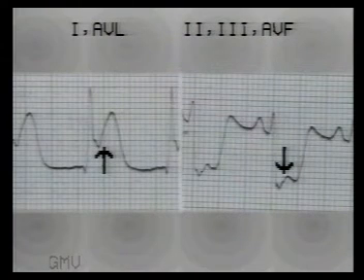Note again in close-up view the marked ST changes. More the amplitude of ST elevations and depression, more is the severity of infarct.